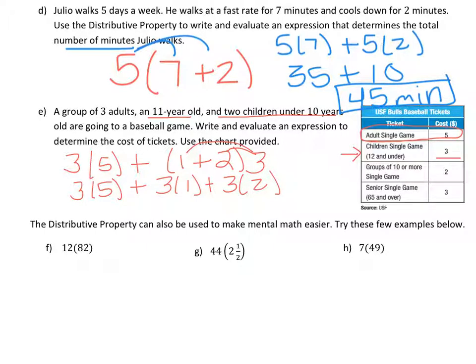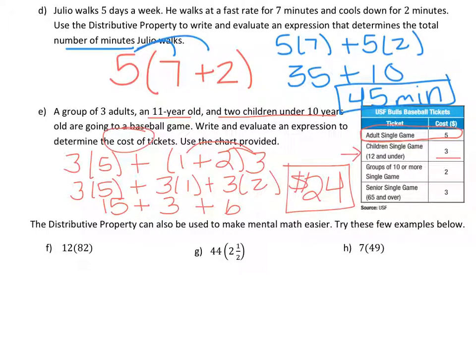Now let's do our multiplication from left to right. 3 times 5 is 15 plus 3 times 1 is 3 plus 3 times 2 is 6. Add those together and we end up with 24. It wanted to know the cost of the tickets, so let's go ahead and throw a $ sign as our label.